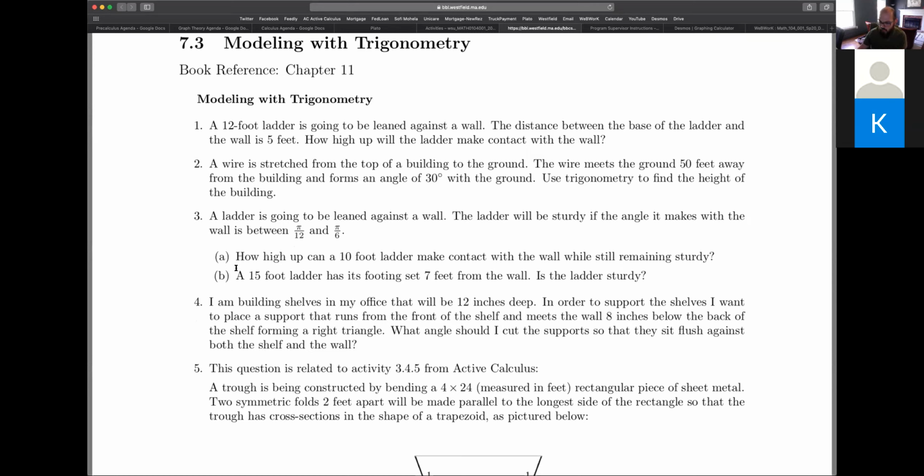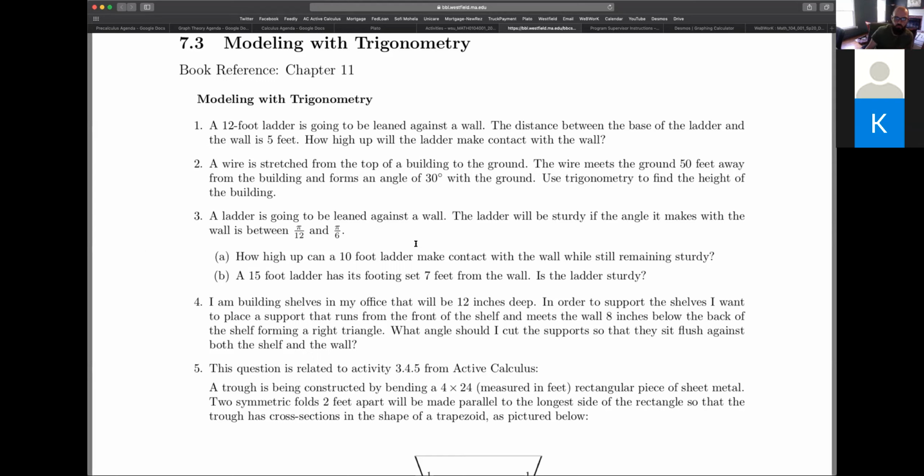So some of the things that you might ask yourself are, hey, when I lean a ladder against a wall, like we did in question 1, we could ask how high it goes up. But another question might be, I want that ladder to be sturdy, right? So when I put the ladder against the wall, I want to make sure that it's not going to tip back on me. If you put a ladder against the wall and it's too steep, the ladder might fall back like this. You want to make sure that you have a good angle here.